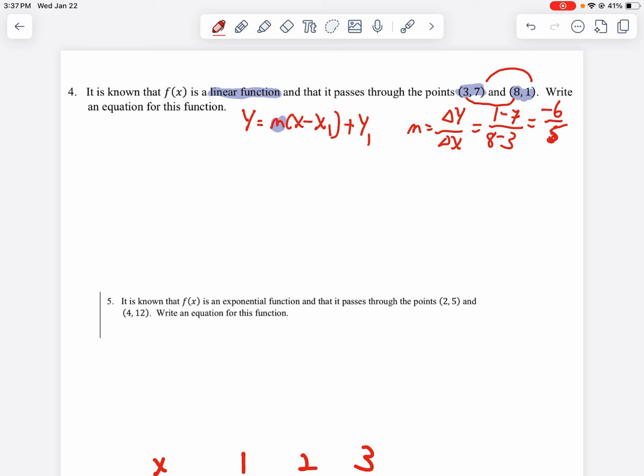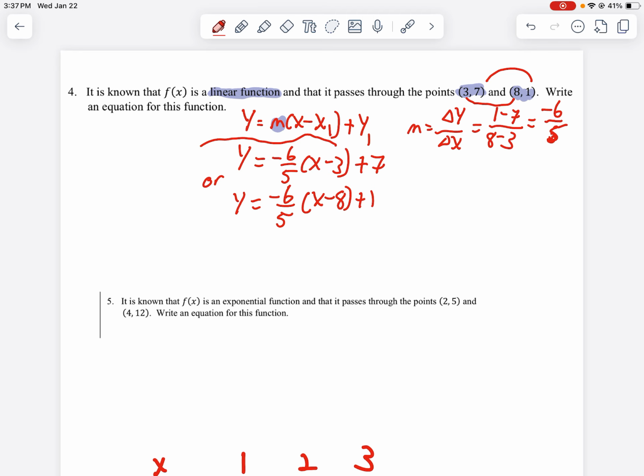Now we can just use either of the two points. y equals negative 6/5 times (x minus 3) plus 7. Or, and you don't have to do both on the test, y equals negative 6 over 5 times (x minus 8) plus 1. Either of these two equations satisfies answering the question.